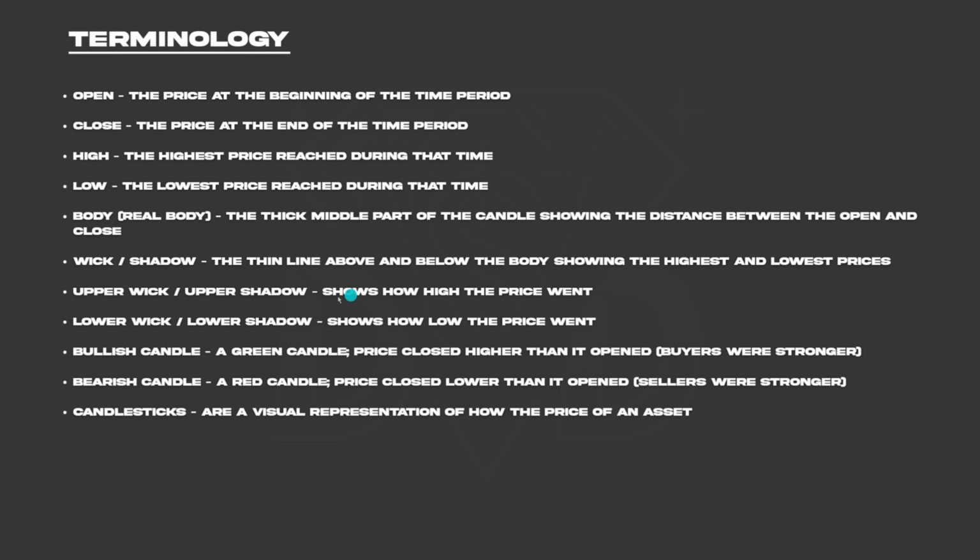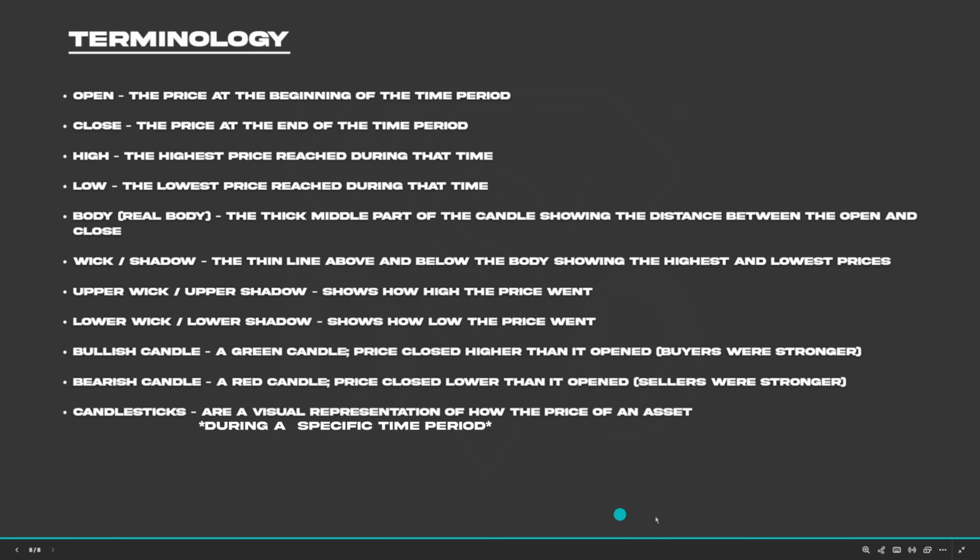Upper wick or upper shadow showing the highest point that price went. Lower wick or lower shadow showing the lowest point price went. Bullish candle, a green candle that closed higher than it opened. And bearish, a red candle that closed lower than it opened. And yeah, candlestick, a visual representation of how the price of an asset moved during a specific time period. I'm gonna finish that there, but this is pretty much what you would need to understand candlesticks.